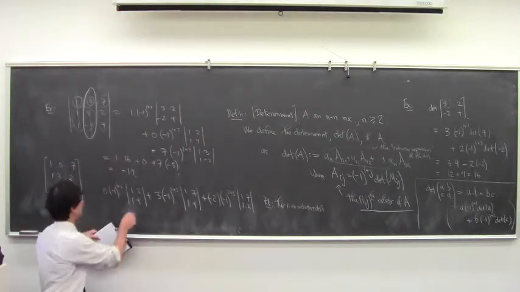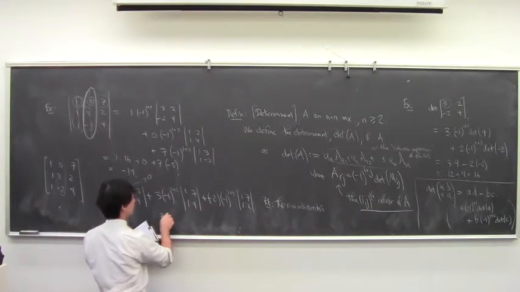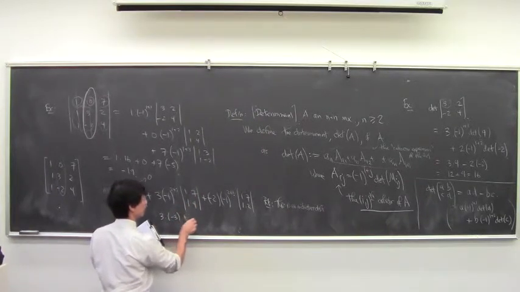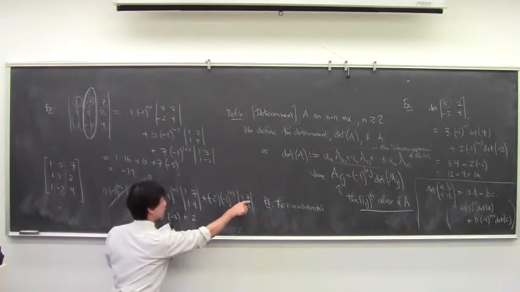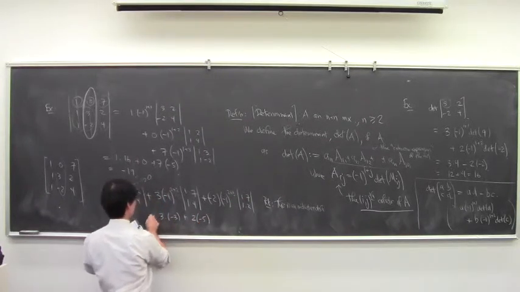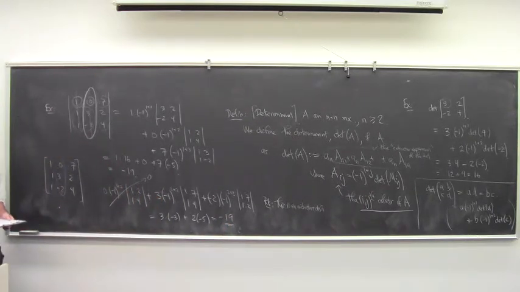And so this is 0, of course. And then here we get 3 times -3, and here we get 2 times -5. And so we end up with -19. We end up with the same number. In fact, cofactor expansions can be taken down any row or any column, and will mysteriously always end up with the same number, the determinant.